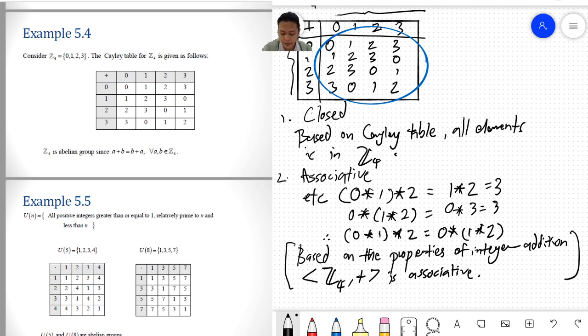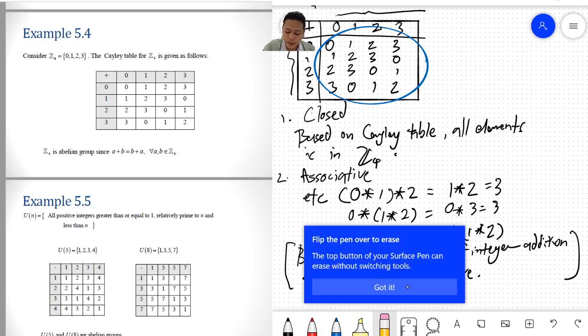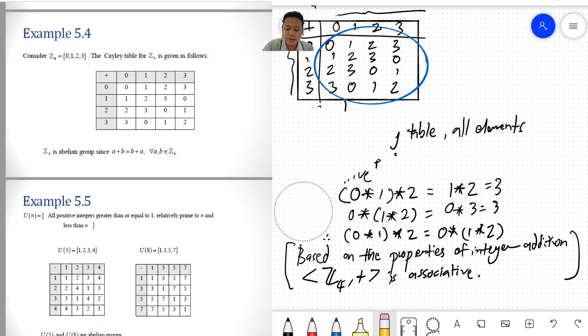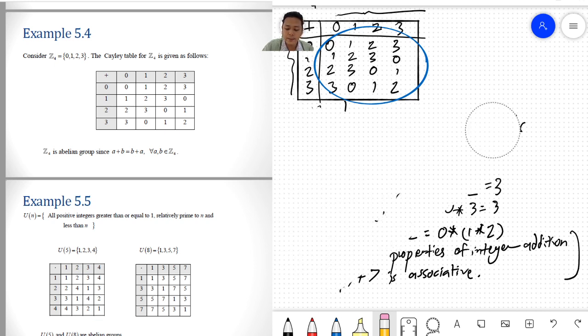Okay. Let's try to look at the third one, which is about the identity.